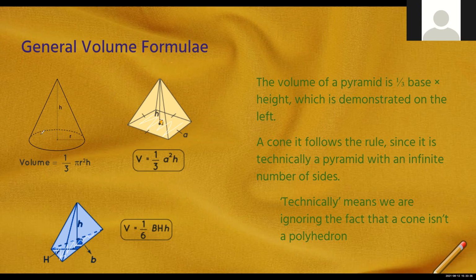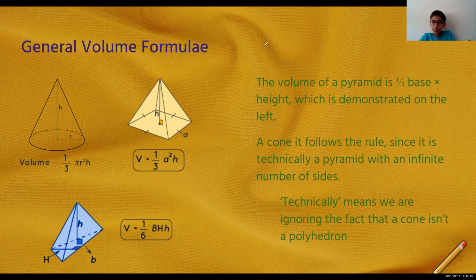So then the cone also follows this property, and it is technically a pyramid, but that's only because we aren't including the fact that it's not a polyhedron. So you would find the area of the base, which is pi r squared, then multiply it by the height, which is h, and then divide it by 3 or multiply it by 1/3, and you get 1/3 pi r squared h. So does anyone have any questions?